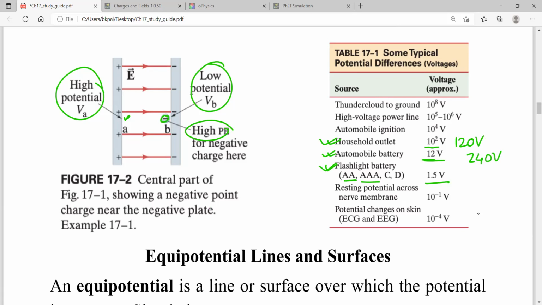During automobile ignition we need about 10,000 volt. A high voltage power line is very high, on the order of megavolt. And thunder cloud to ground is about gigavolt.